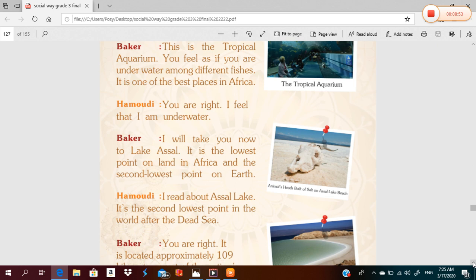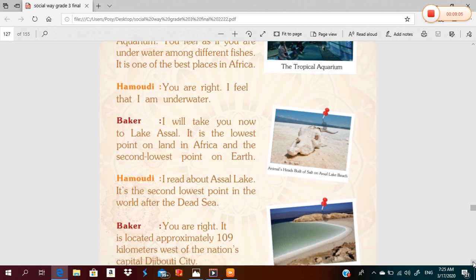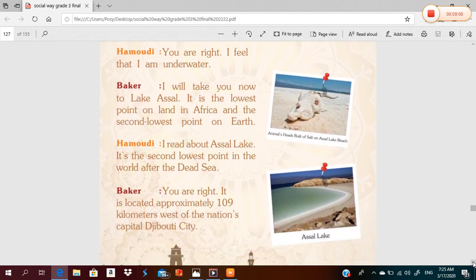Hamoudi: Bakir, I will take you now to Lake Assal. It is the lowest point on land in Africa and the second lowest point on Earth. Bakir: Hamoudi, I read about Assal Lake. It's the second lowest point in the world after the Dead Sea. Hamoudi: Bakir, you are right. It is located approximately 109 kilometers west of the nation's capital, Djibouti City.